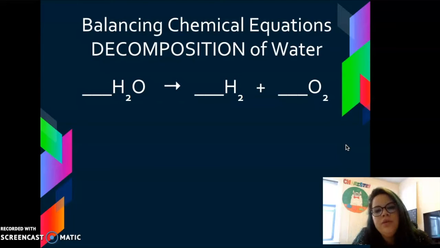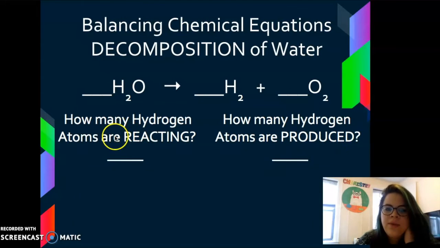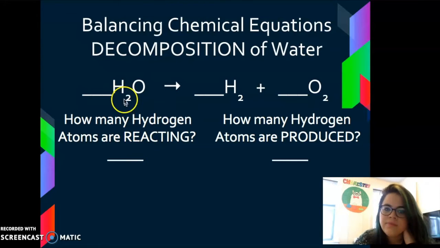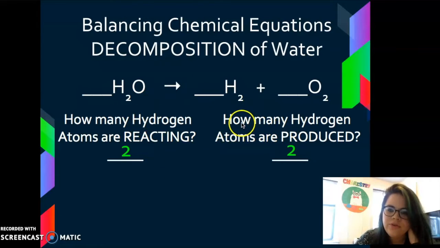So the first thing you want to do is see if this is balanced. Look at the number of atoms before and after. So I'm going to start with hydrogens. How many hydrogen atoms are reacting? This is a question you're going to ask yourself in your head. I have 2 hydrogens in my water molecule, and I have 2 hydrogens as part of the diatomic. Hydrogens are good, 2 before, 2 after.